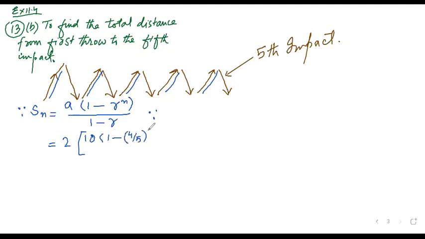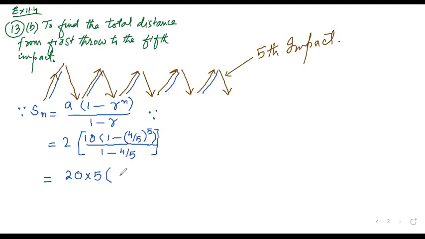Power n is 5, and upon 1 minus r. If we calculate this, this will become 20, and 20 will multiply with 5 upon 5 minus 4, that is 1 upon 5. So this will become 5.